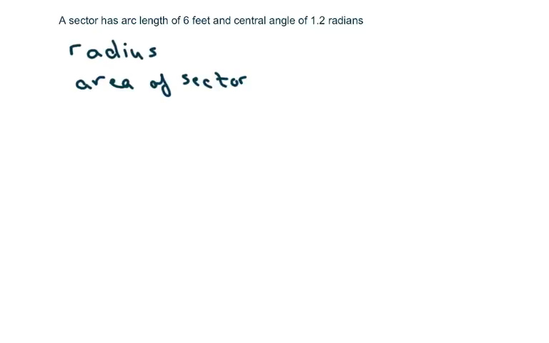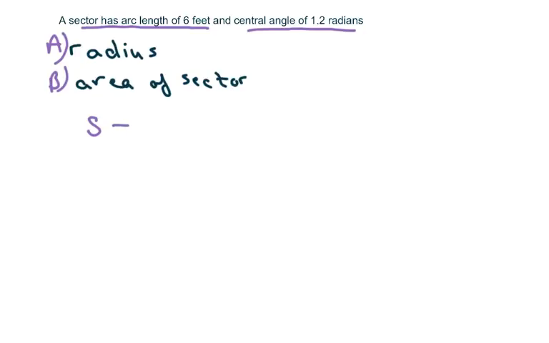Hi everyone, we're going to find the radius of the circle and the area of the sector, given that our sector has an arc length of 6 feet and a central angle of 1.2 radians. So the first thing we're going to do is find the radius of the circle.